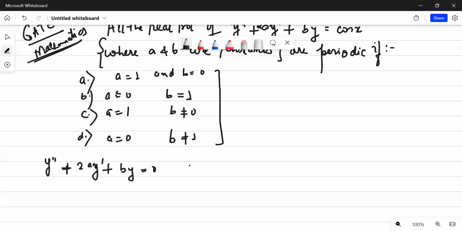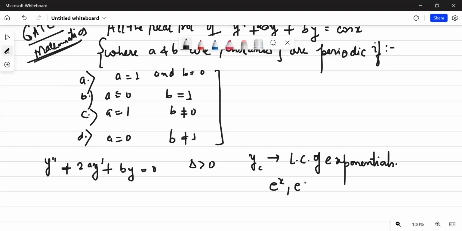For the complementary function, if del is greater than 0, then y would be some linear combination of exponentials. Is that clear? It will be a linear combination of exponentials, and we know that e to the power x, e to the power minus x, e to the power kx, e to the power minus kx, or whatsoever, are not periodic functions. They are non-periodic, so this cannot be the case. So del cannot be greater than 0.